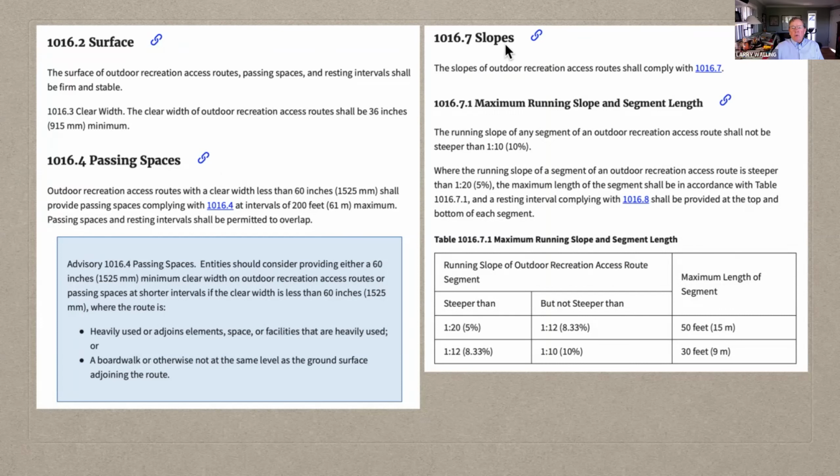Also, an important feature for consideration is slopes, and I use slopes and grades kind of interchangeably, but they cannot exceed 10%.